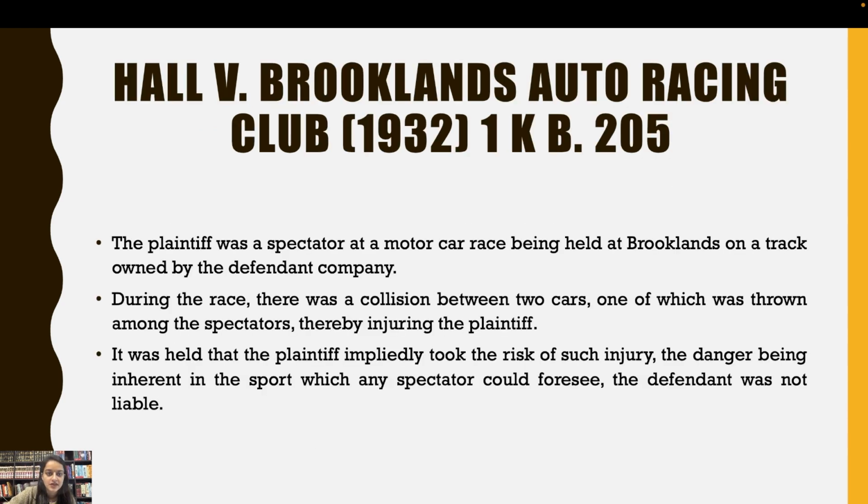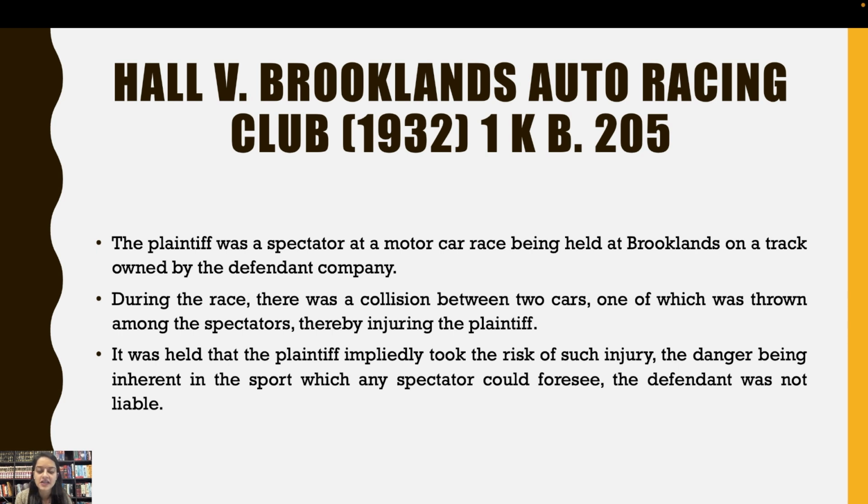Correct? Now, Hall versus Brooklands Auto Racing Club is an example of volenti non fit injuria. What happened in this case was the plaintiff was a spectator at a motor car race being held at Brooklands on the racing track owned by the defendant. This is basically, if for example you've seen Formula 1 races, right? So something like that, racing cars. During the race, there was a collision between two cars, one of which was thrown among the spectators, thereby injuring the plaintiff. This is very common. Sometimes while turning, cars also flip and enter into the arena.